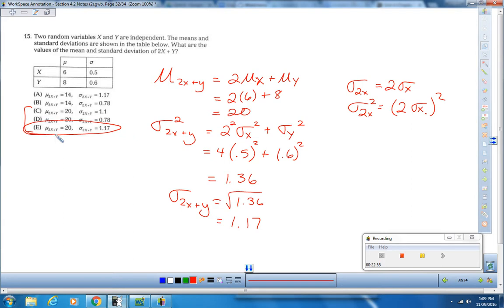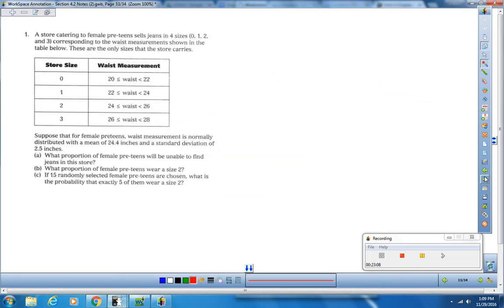I'm going to move from here right into the free response. Some of these are a little challenging, so they might take a little while. All right, first one here, we're talking about preteens and their shopping and the store and what size jeans they have.